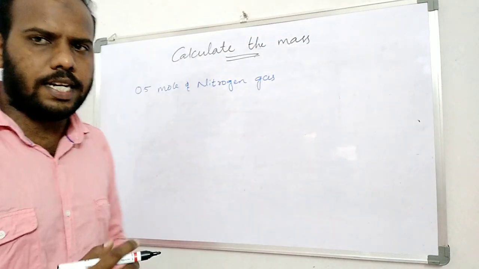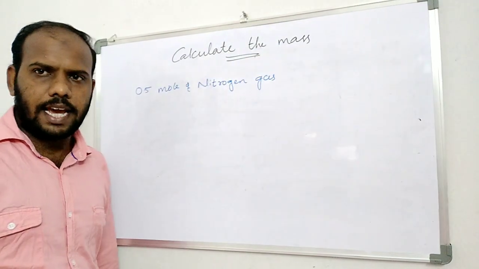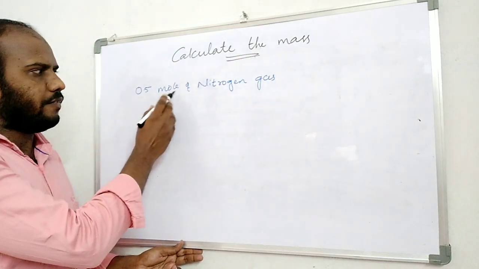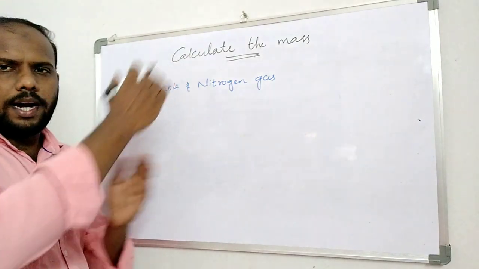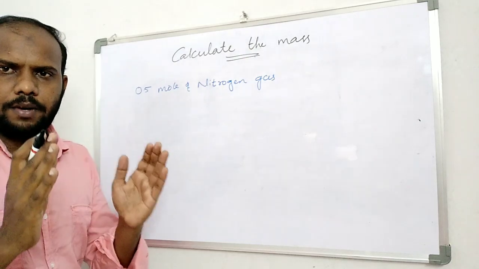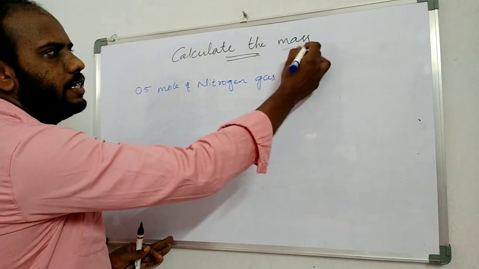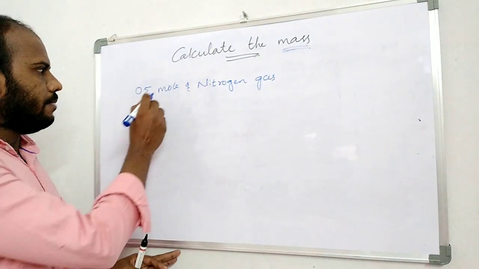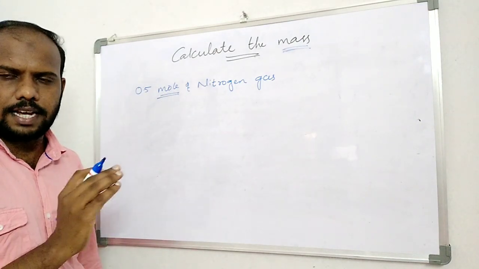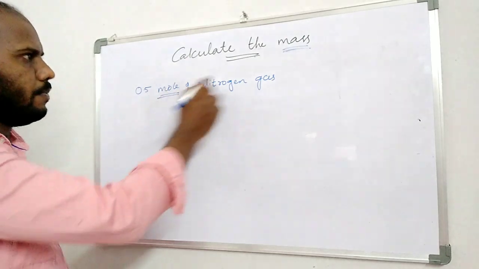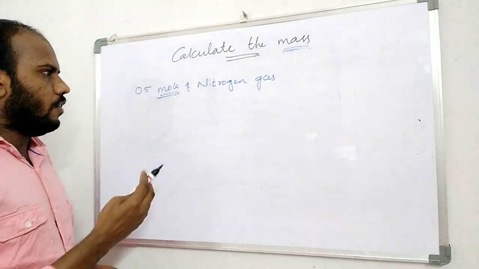Okay, children, the first question: calculate the mass of 0.5 mole of nitrogen gas. So the first step is to identify what relation it is. Here it asks for the mass, and here the mole is mentioned. So this is the mass-mole relationship. Got it, children? Mainly this is the mass and here it is the mole, so it is a mass-mole relationship.